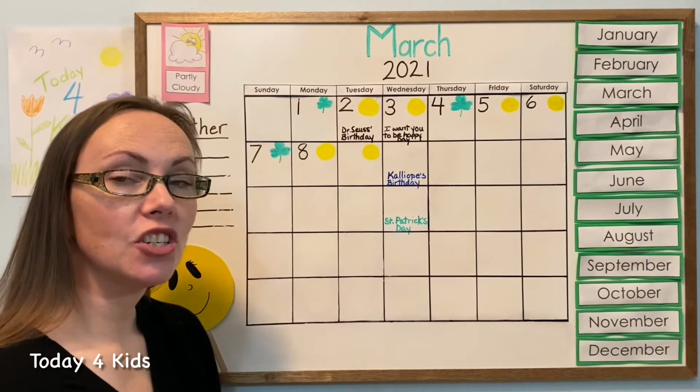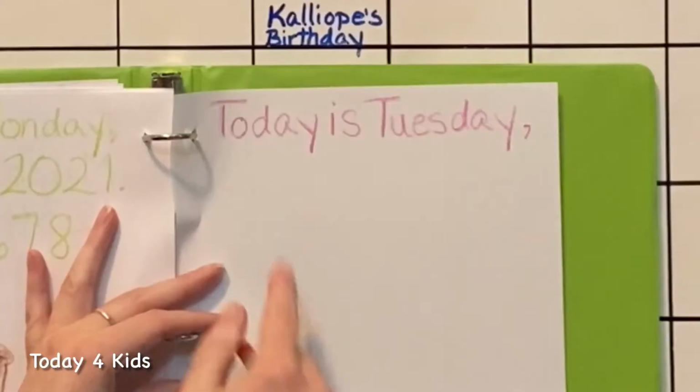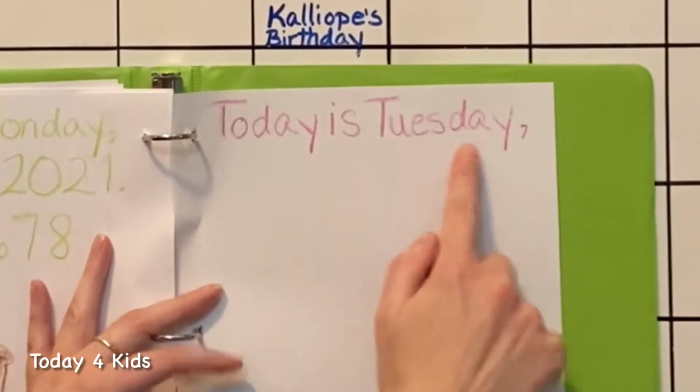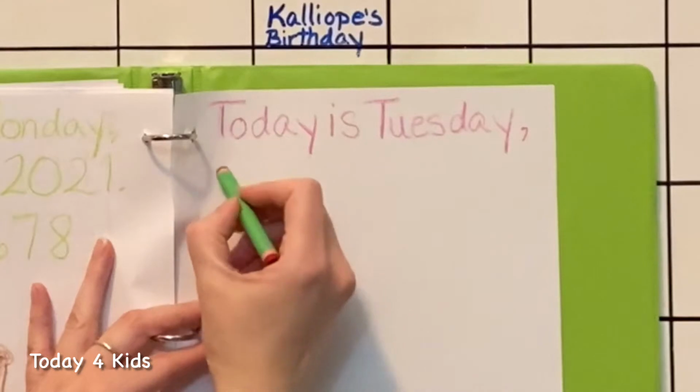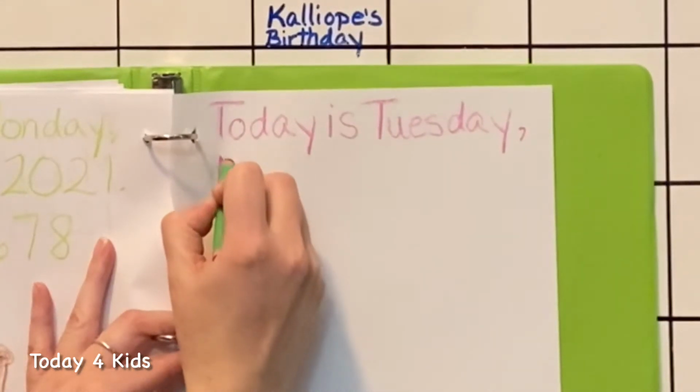Now let's put March into the sentence in our agenda. Today is Tuesday, March. Capital M because it's the name of our month.